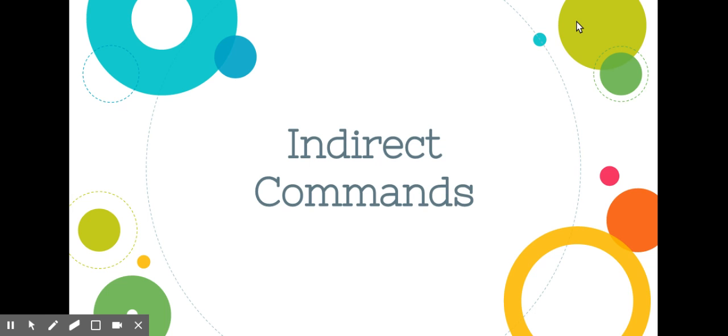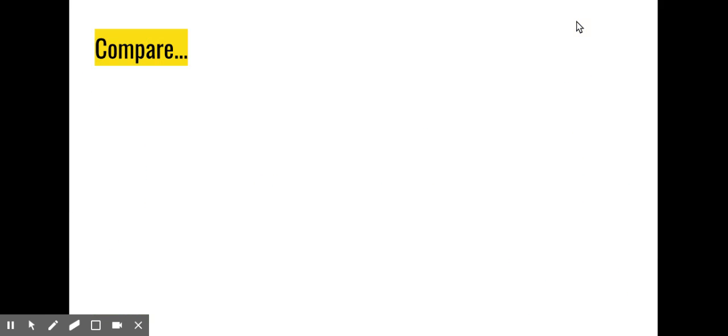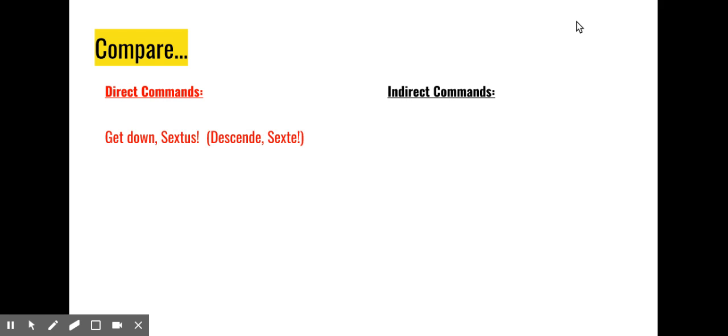Our next segment of subjunctive study focuses on indirect commands, another type of clause that uses subjunctive verbs. We're going to spend a few minutes comparing direct commands to indirect commands. Get down, Sextus! Descende, Sexte! Marcus ordered Sextus to get down. That's a way of saying it indirectly, without the exclamation point and without that special mood of verbs.